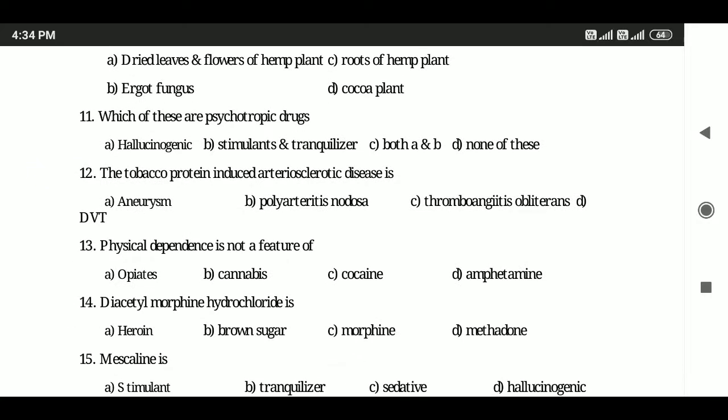Which of these are psychotropic drugs? Hallucinogenic, stimulant, tranquilizer, both A and B, none of these. Psychotropic drugs are the drugs which alter the psychological conditions of a person. We can consider them as hallucinogenic drugs directly.